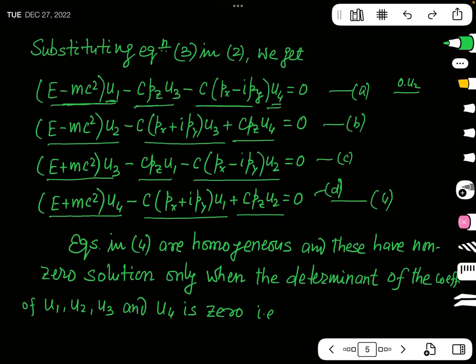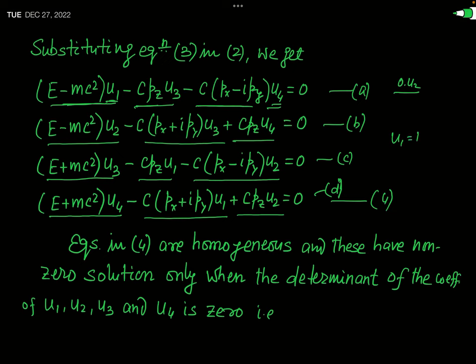As u1 is equal to 1, u2 is equal to 0, these are known, and our aim is to find u3 equal to what and u4 equal to what. So in these four equations you have to select the two equations from which we can find u3 and u4 when u1 and u2 are known.